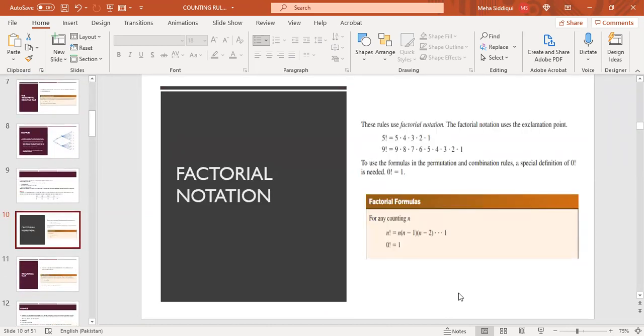Factorial notation. These rules use factorial notation. The factorial notation uses the exclamation point. Like 5 exclamation mark means we will break it up down to 1. 9 exclamation mark means 9, 8, 7, 6, 5, 4, 3, 2, 1. To use the formulas in the permutation and combination rules, as we are going to use ahead, a special definition of 0 exclamation mark is needed, which means 1.